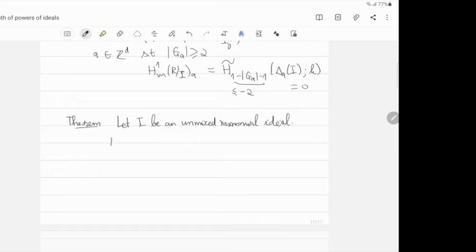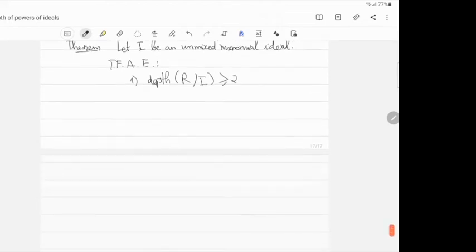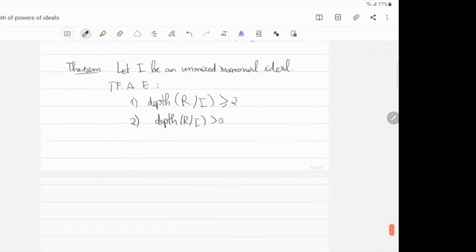And then the following are equivalent. So the depth of R mod I is at least 2. It is equivalent to first, depth of R mod I is positive. And this, we know that you can check by looking at the associated primes, right? The maximal ideal should not belong to the associated primes.